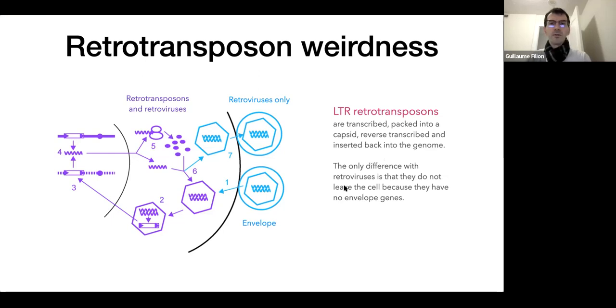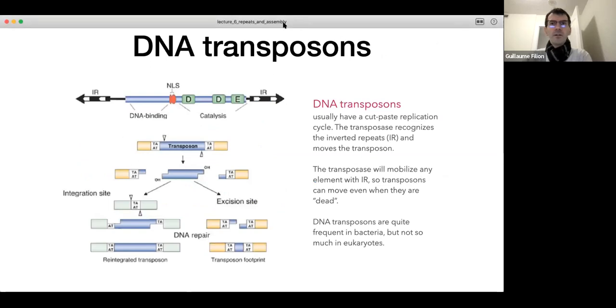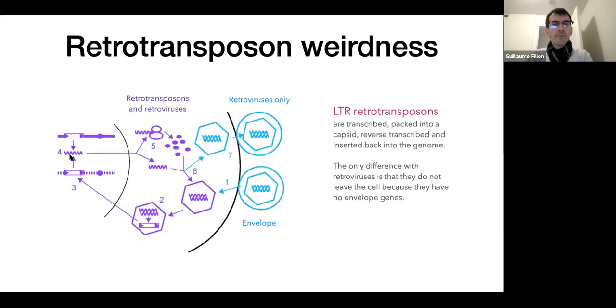So the only difference between retroviruses and retrotransposons is that retrotransposons do not leave the cell because they have no envelope genes. But that's kind of weird, right? You'll have to agree with that. Something that almost makes it out of the cell and in the last minute just comes back to the genome. That's kind of weird. They're also DNA transposons. It's the product of step 4 and mRNA. Here, that's a completely normal mRNA. So they use polymerase 2, there's a poly A tail, etc.